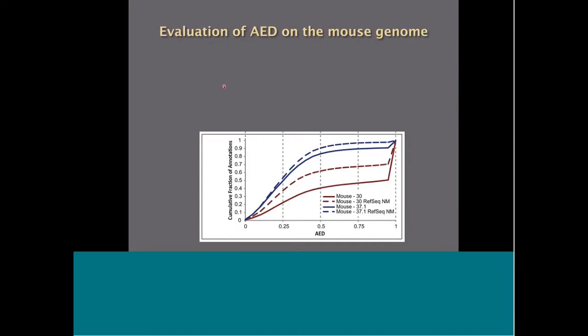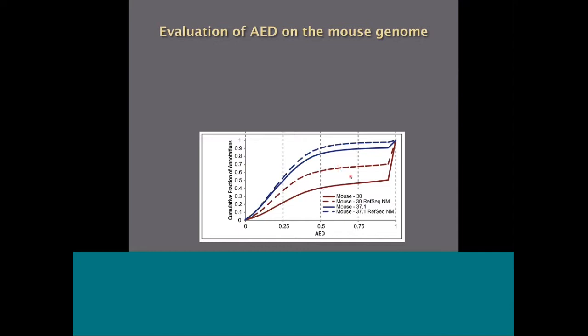Here's another example of using historical data to show the utility of AED prioritization. Here we're going to use AED to classify two different releases of the mouse reference genome: release 30, which is the initial mouse reference genome release, and release 37, which is the 2007 release of the mouse genome. Here I plotted cumulative fractions of AED in the same graph, and as can be seen, between release 30 and release 37, the annotation edit distance improved dramatically.